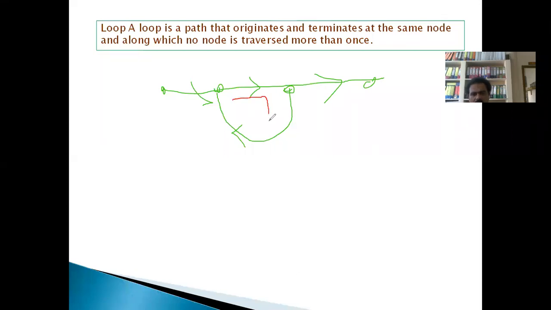This is called a loop. The starting point is this point, along which the signal is moving, and again it is moving back and reaches the same point. So this is called a loop. A loop is a path that originates and terminates at the same node and along which no node is traversed more than once.